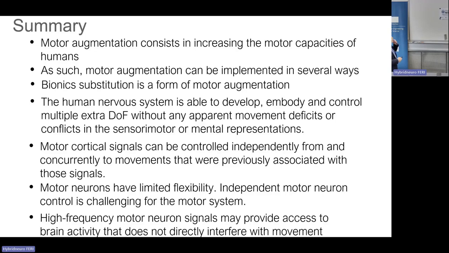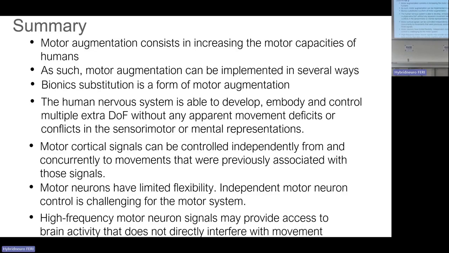And then we looked at the natural augmentation of individuals with six fingers. For those individuals, we have seen that the human nervous system, at least in those individuals, is able to develop, embody, and control multiple degrees of freedom without any apparent movement deficit, actually gaining functionality, right? And that is the ideal motor augmentation that you would like to reach. You expand the motor capabilities and you have that kind of augmented part of the body as a full part of the body scheme.